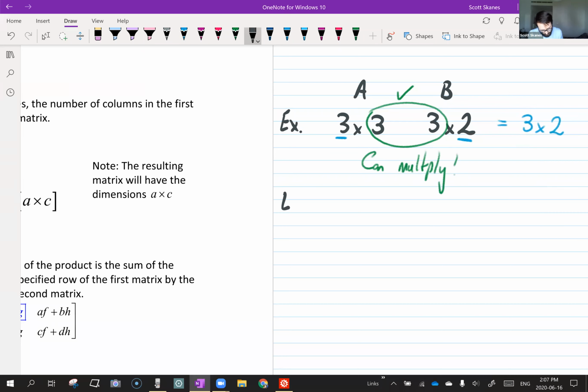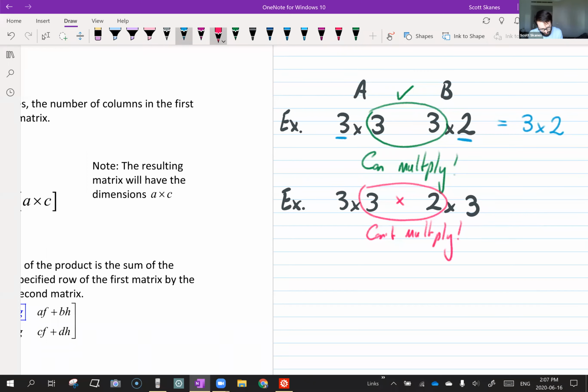If you had another example, let's just say you had a 3 by 3 again, but then you had a 2 by 3, you check the insides, it's not okay. We're not allowed to multiply that.